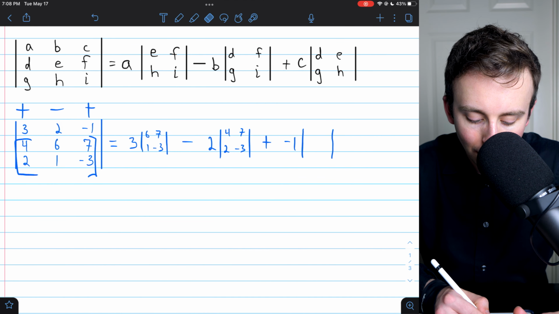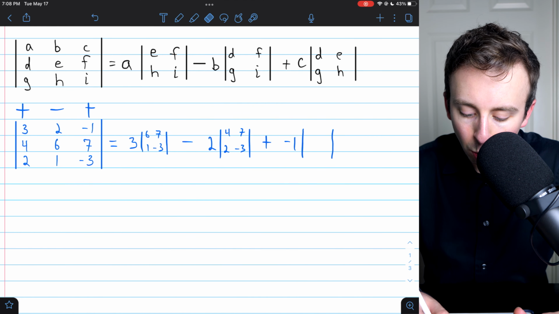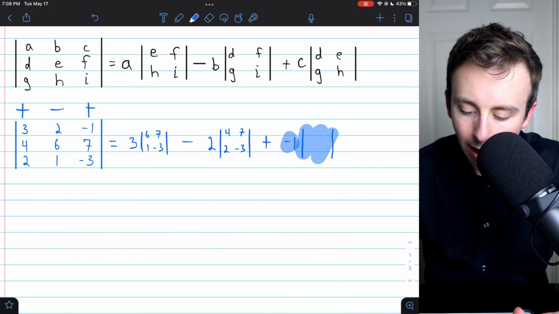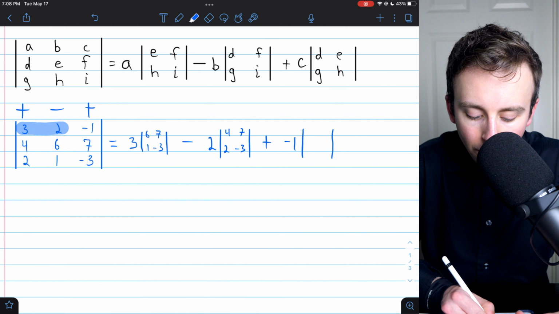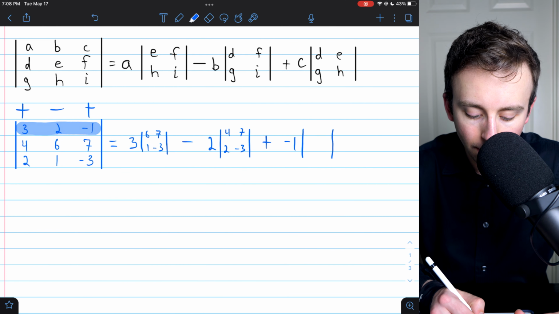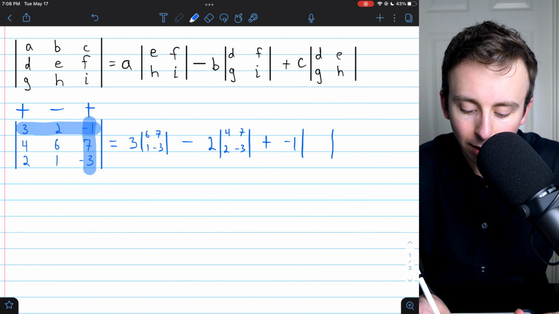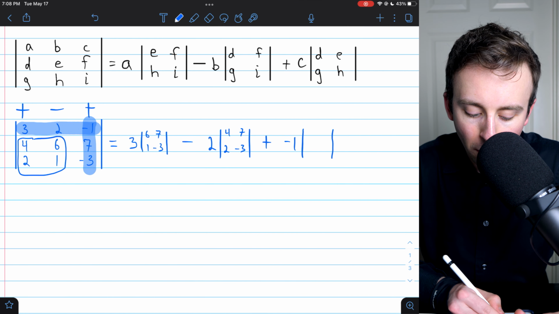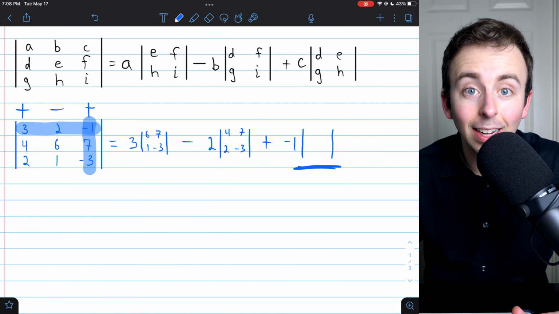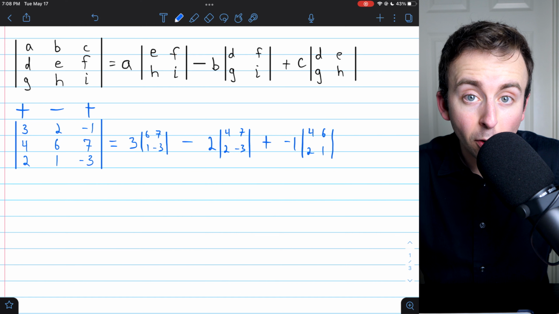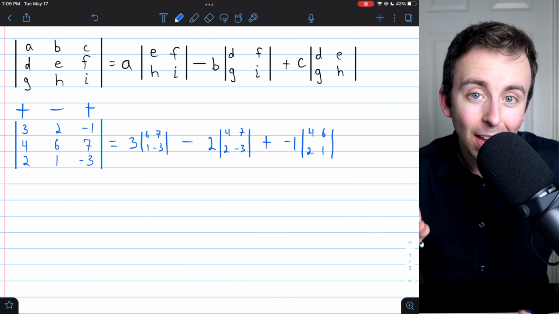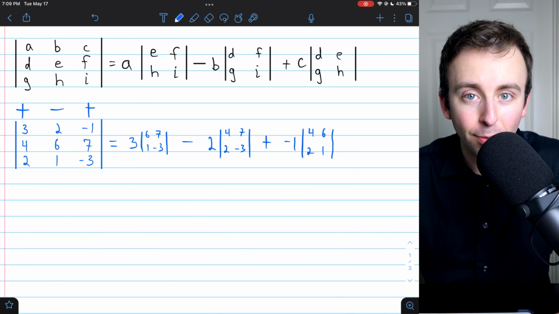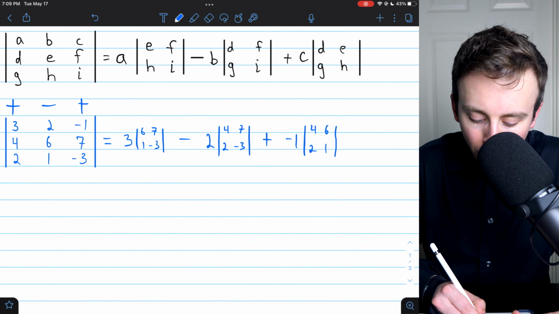Finally, for the third term here, we've got -1 times the determinant of a 2 by 2 matrix. So imagine blocking off the row that has -1 and the column that has -1. The submatrix that remains is the one that we're taking the determinant of. So if you can remember that pattern and you know how to find 2 by 2 determinants, then you can find 3 by 3 determinants. So let's finish this problem off.